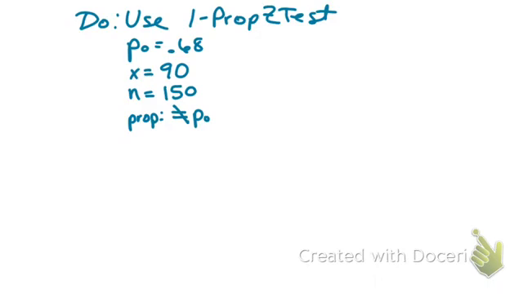When you plug all this in, you can hit calculate or draw. If you do draw, you'll see both sides shaded because it's a two-sided test. All right, you should get a z-test statistic and a p-value. What is the z-test statistic that you are getting?